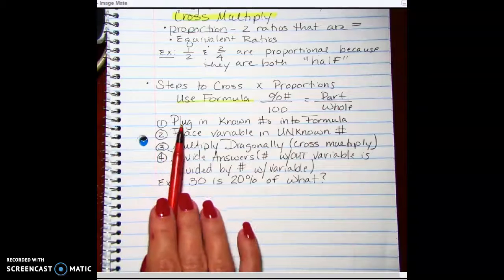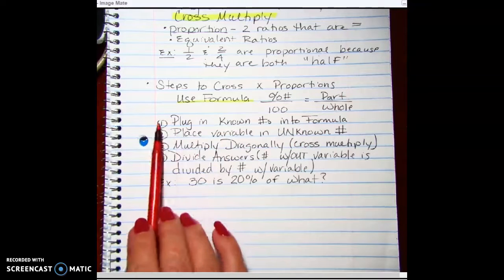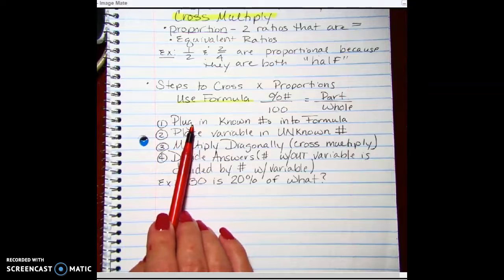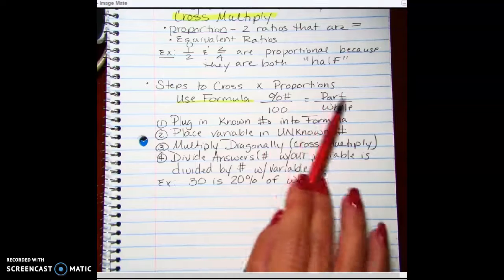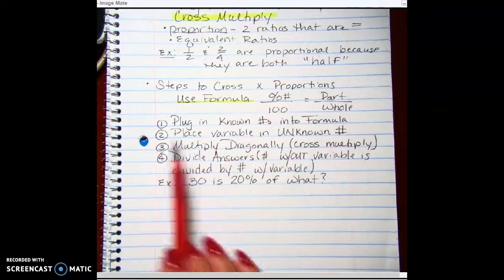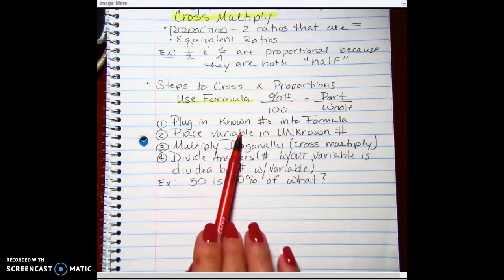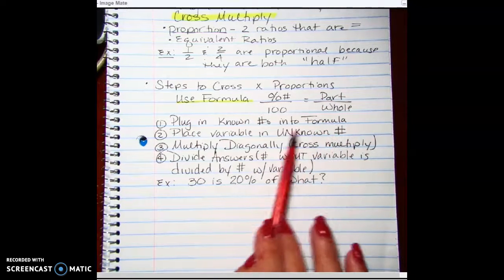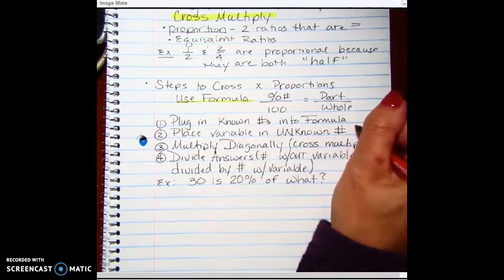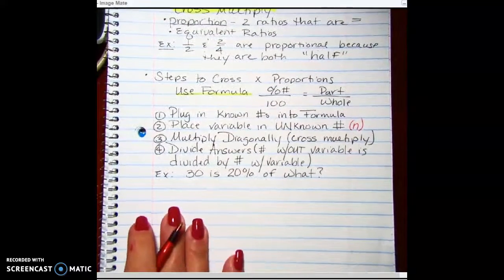So let's take a look at the steps, and we're going to write a couple of notes here. So it says plug in known numbers into the formula. Plug in basically means to substitute. You're going to be given information, and the information that you know, you are going to substitute it for whatever you know in your formula. Now, yesterday we talked about variables, and we're going to use them today. You're going to place your variable in the unknown number. So the one that we're trying to find gets the variable. I'm going to use n. Okay, so n is a popular variable today.